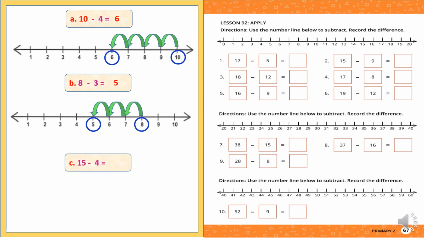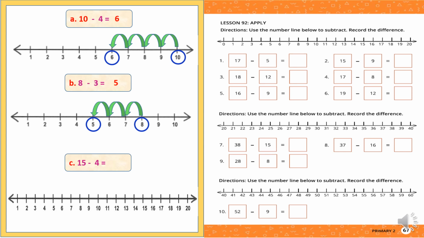The next question is 15 minus 4. 15 minus 4 equals what? Draw the number line. Mark the first number, 15. 15 minus what? 15 minus 4. So we will count back 4 steps to reach 14, 13, 12 and 11. And stop. We stopped at 11. So the result equals to 11.